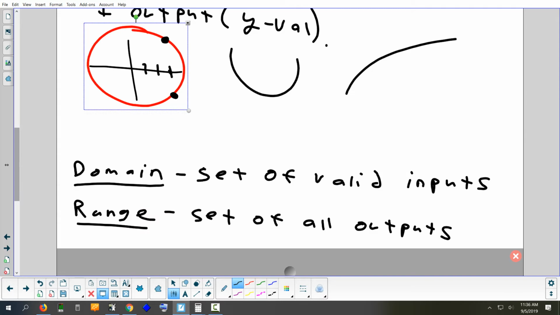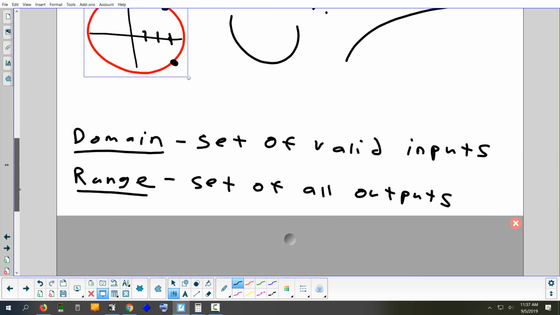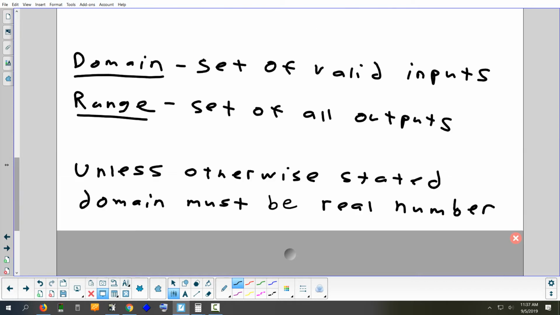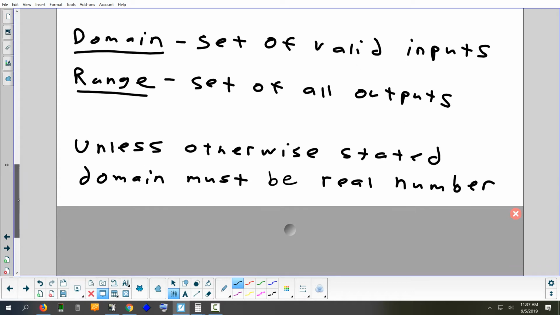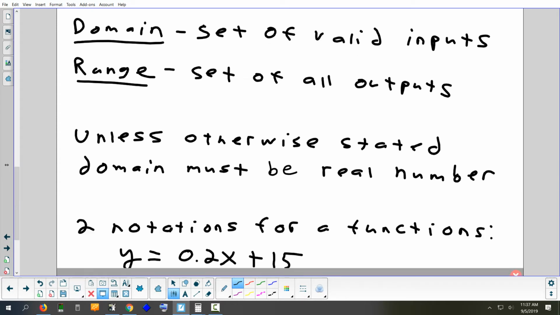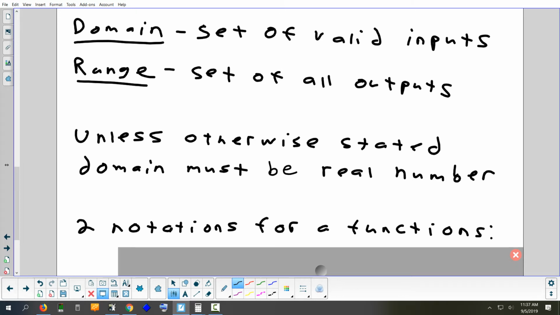I kind of already said this to you when you wrote it down up above. But domain is what you are allowed to plug into a function. Range is the answer you get out. So, unless we say otherwise, the domain is always a real number. We're not worried about imaginary numbers right now. Okay, so domain is a real number.